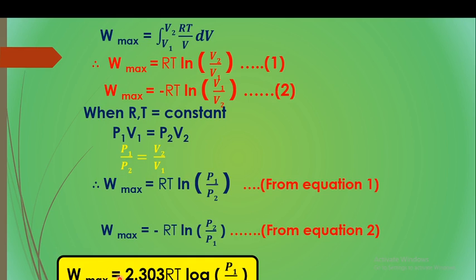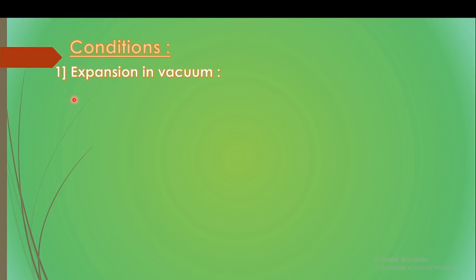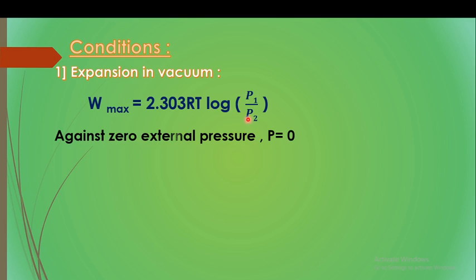That is, W max is equal to 2.303 RT log of P1 upon P2, by changing the base from ln to logarithm. So what are the different conditions? If the expansion is in vacuum, we know the equation for the maximum work done, W max is equal to 2.303 RT log of P1 upon P2. In vacuum, what is the condition? It is against zero external pressure. So in vacuum, the external pressure is 0, that is P is equal to 0.